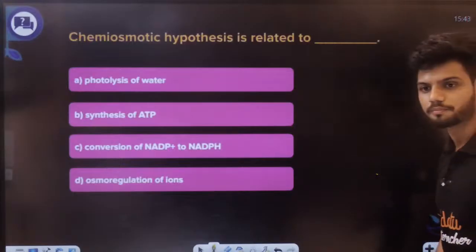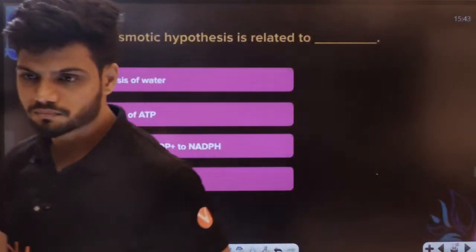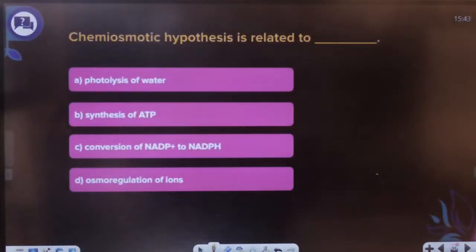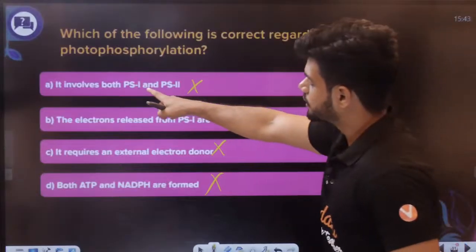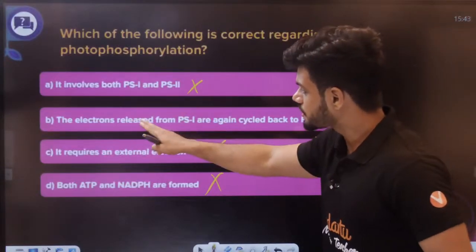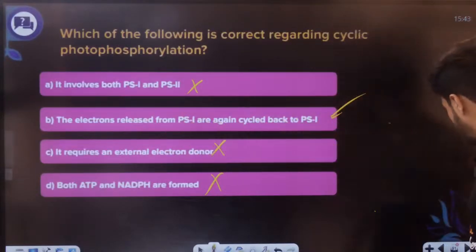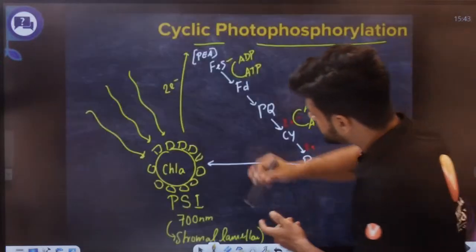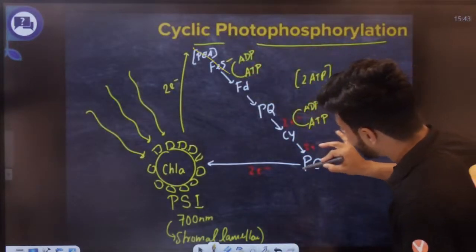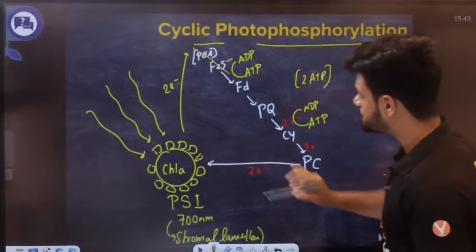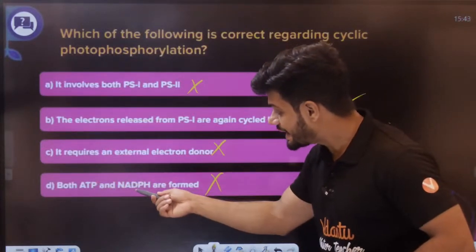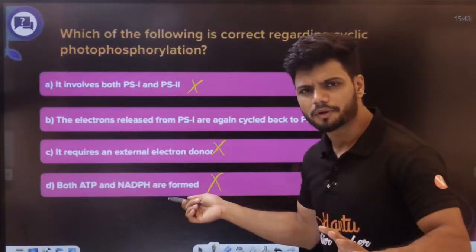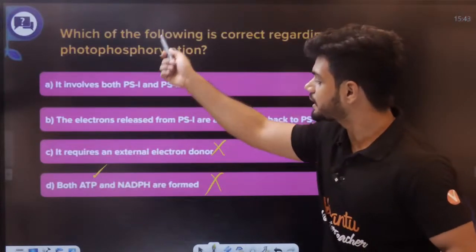Easy question on the board. What to repeat, students? You can see here, it has only PS1. Electrons released from PS1 are again cycled back to PS1. Now, see this: both ATP and NADPH are formed. No, both are not formed. Only ATP is formed in your cyclic.